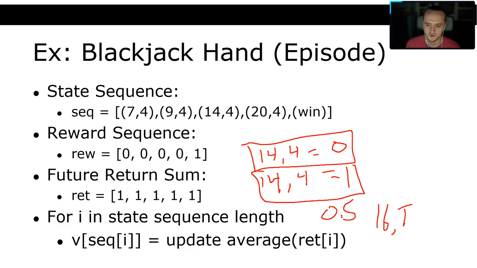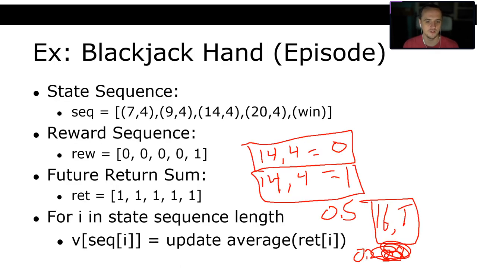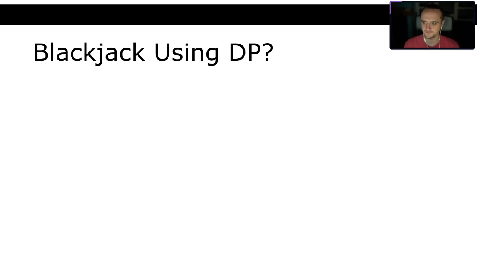So what should happen is eventually, when you play enough hands with your policy, you'll see that the value of the state 16-10 is going to be something like 0.8. Oh, sorry. No, like 0.2, because the dealer is going to win 80% of the time. So you want to go toward the states that give you higher values. And that's what reinforcement learning is doing. So that's how we would do that using Monte Carlo.